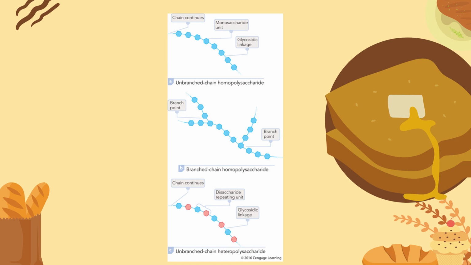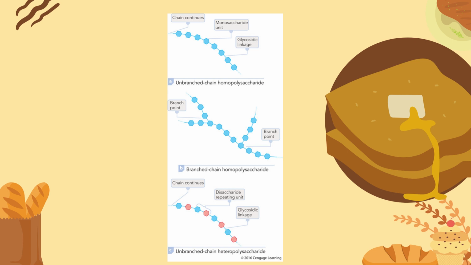Okay, now let's take a look at this illustration first before we proceed to the next slide. The first illustration at the top is an example of an unbranched homopolysaccharide, with no branches. Since it is a homopolysaccharide, it is composed of only one type of monosaccharide unit repeated along the chain. The second one is an example of a branched homopolysaccharide. It is still a homopolysaccharide. It's just that it is already branched. You can see the branches on the illustration.